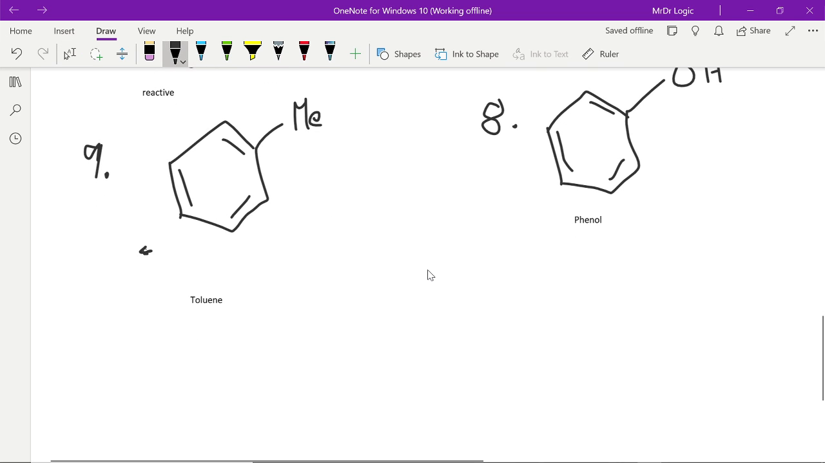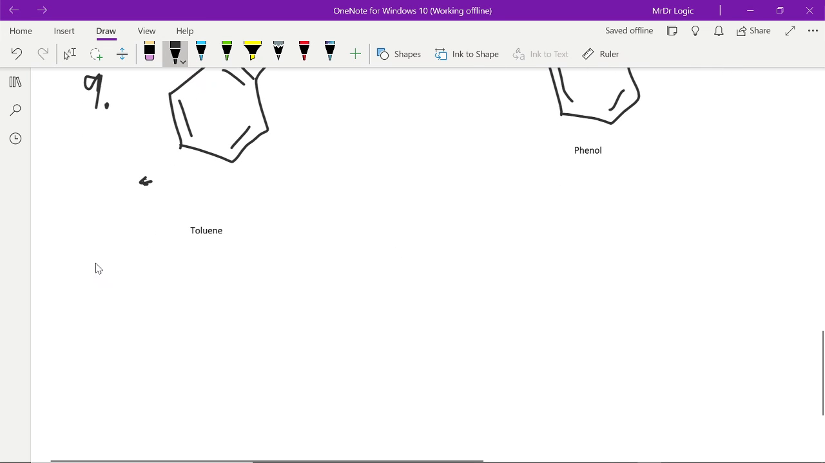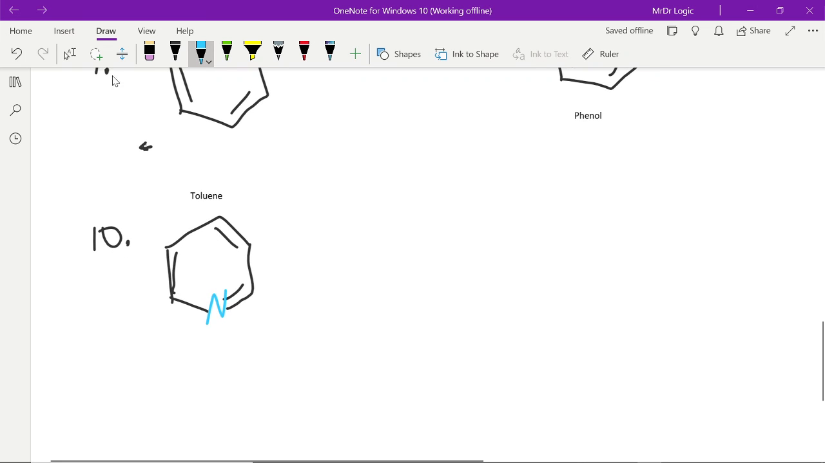Okay, and now for number 10, which is actually our most common base. Forgive me, this is actually quite hard to draw. Oh no, I drew that part wrong. It is actually our most common base, which is, let's end it another way, pyridine.